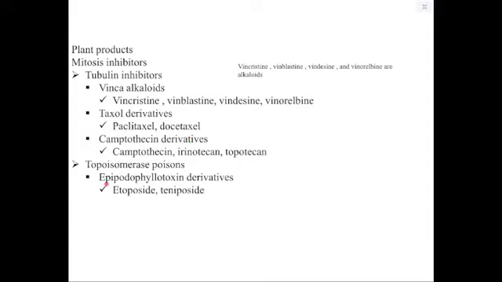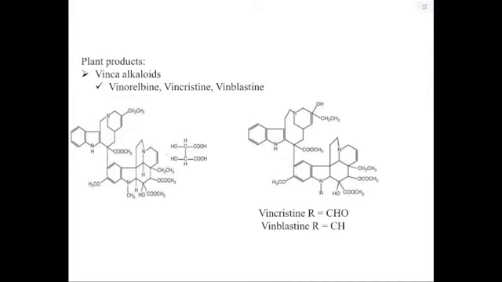Then you have the second type of mode of action, where they can be topoisomerase poisons. The topoisomerases are enzymes that are required in replication. The derivatives we have there are the podophyllotoxins, etoposide and teniposide, which are specific in their mode of action. They will inhibit that enzyme and therefore inhibit mitosis. So all those are plant products that are currently used as anti-cancer agents.